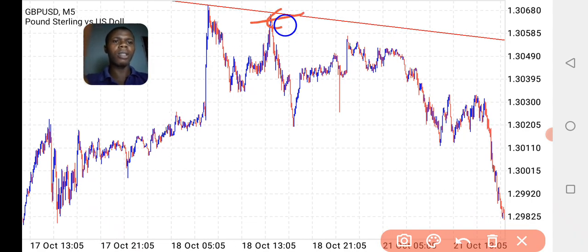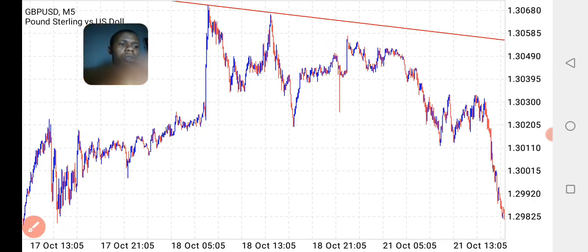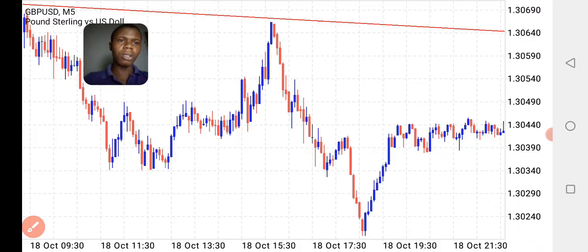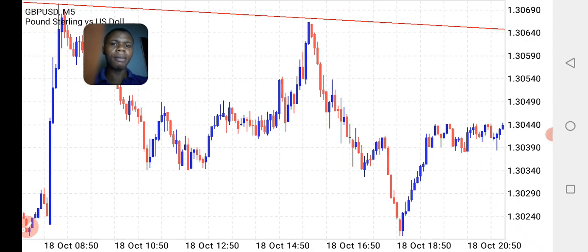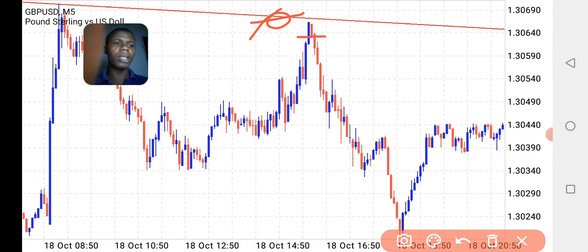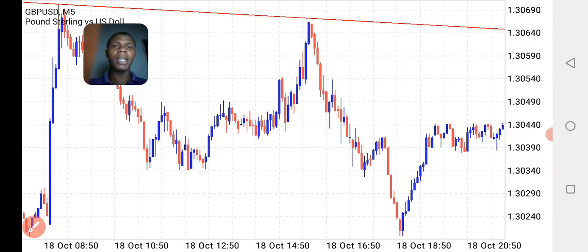So let's zoom it out a little bit so we can get confirmation from it. So what did we see? This is a dark cloud cover here. So price actually covered 50% of this bullish candle, so we can get involved and ride price to the downside. Now let me show you how I exit a trade.